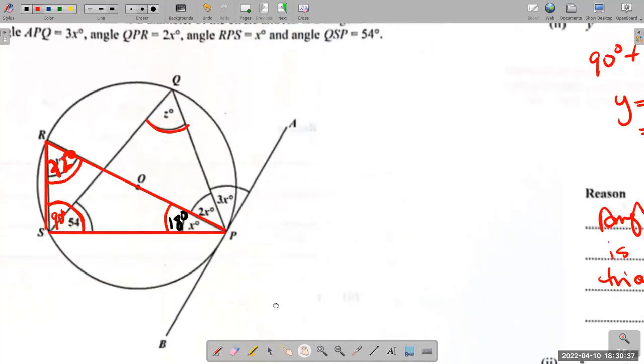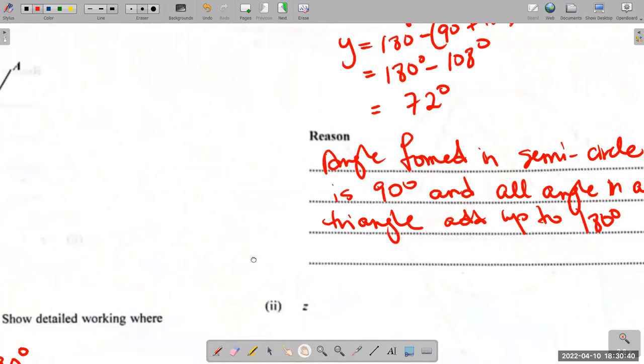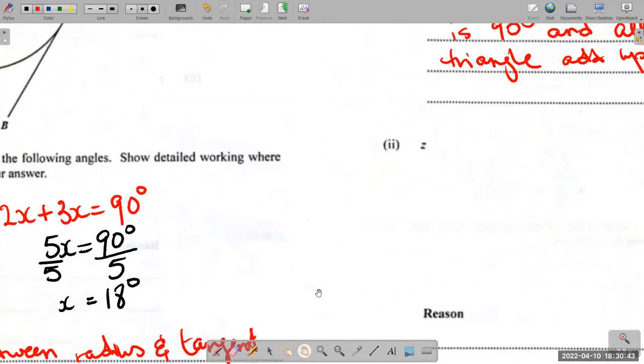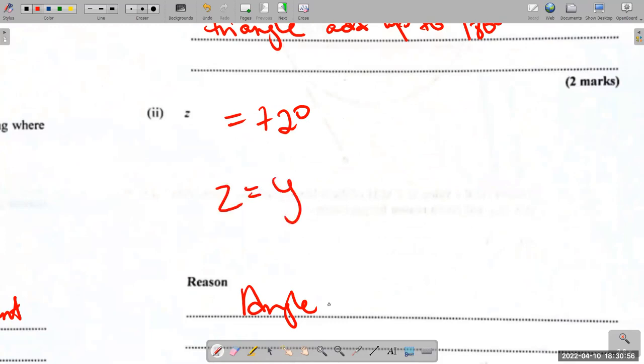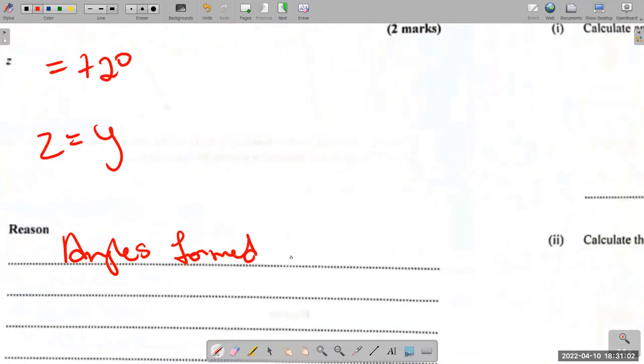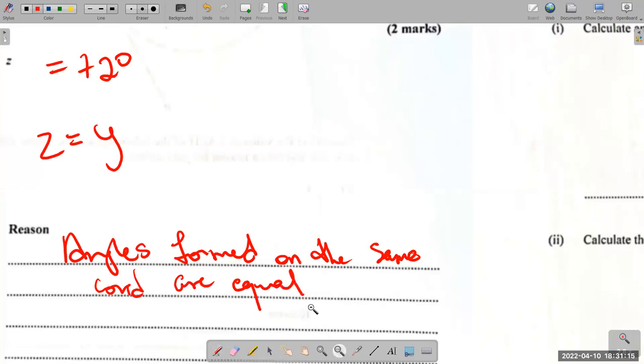So I just do it so that you can remember, but make sure you learn the actual theorem, which is angles on the same chord, okay? So Z is simple. Z is equal to 72 degrees because angles, and you could even say Z is equal to Y, angles formed on the same chord. Excellent. Corresponding is a good word to use because it means that they're equal or corresponding.